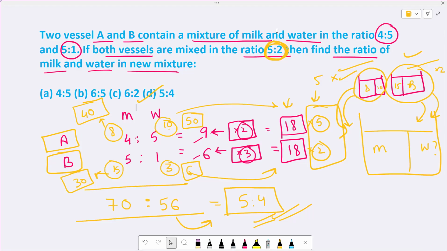I hope you all understood and I made a very clear and simple clarification as to why we multiply and make them equal in the second question. I hope it's clear and you understood both the questions.